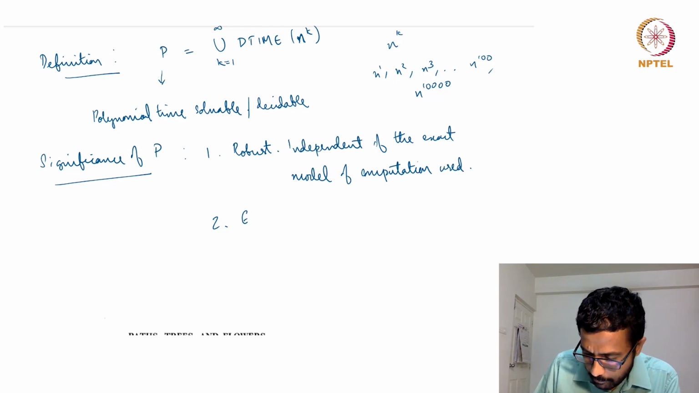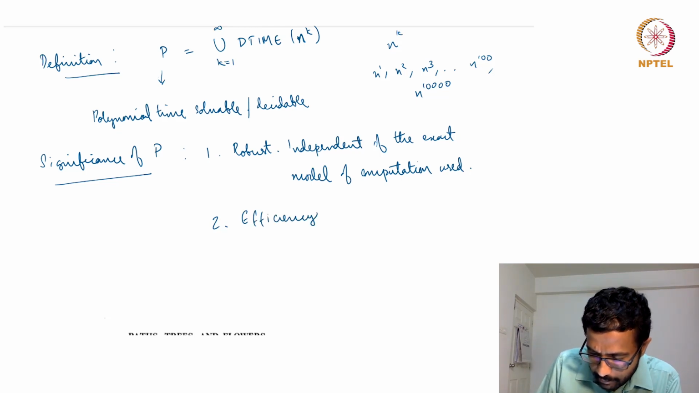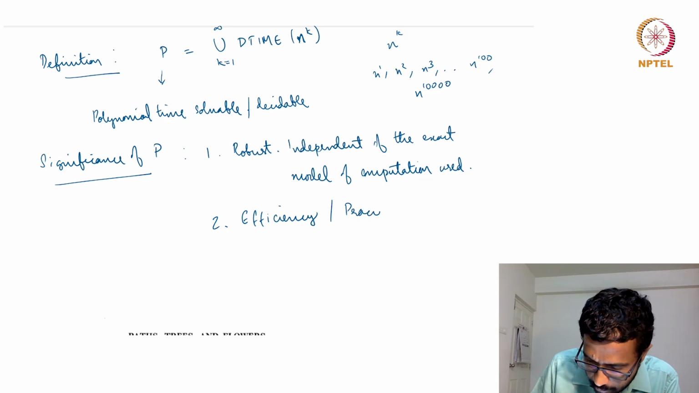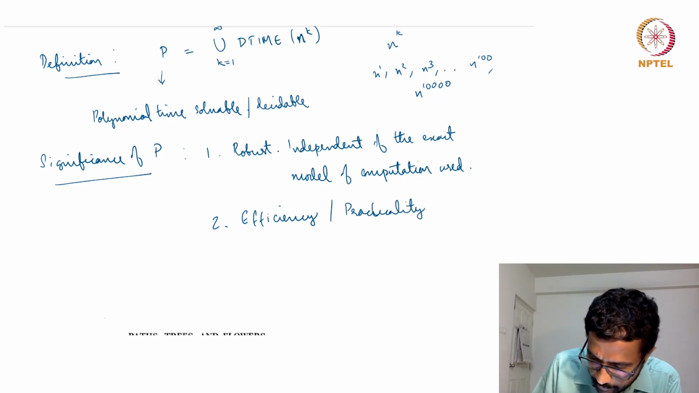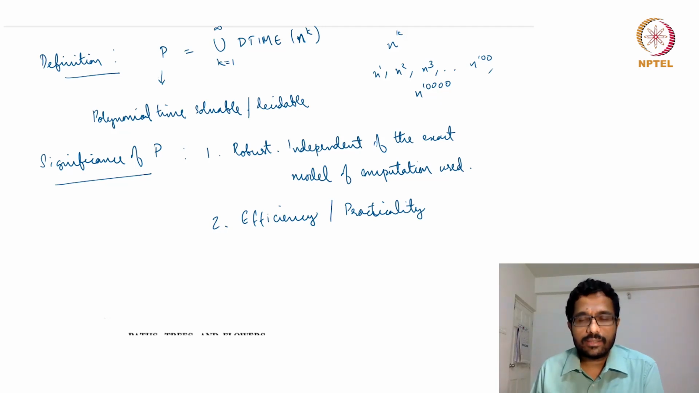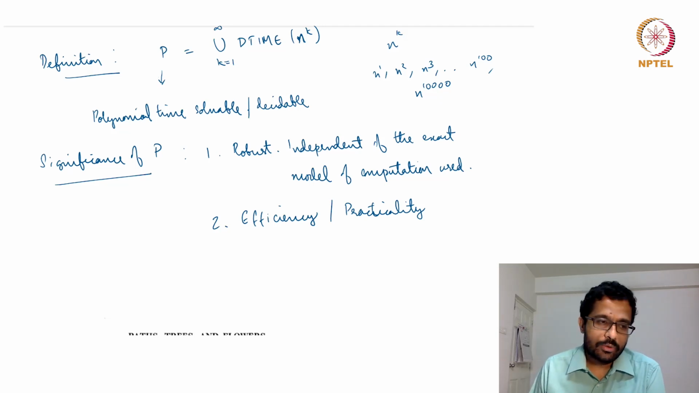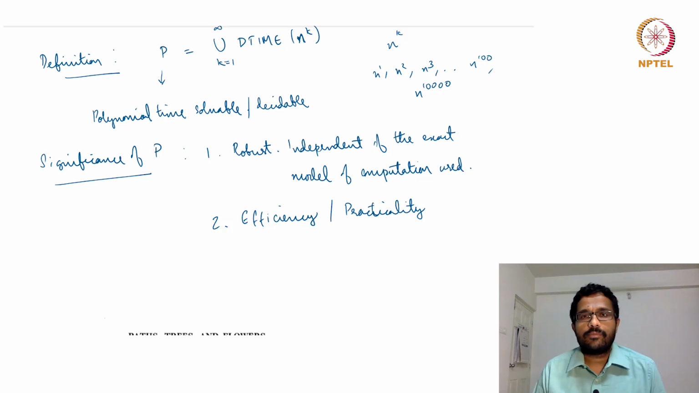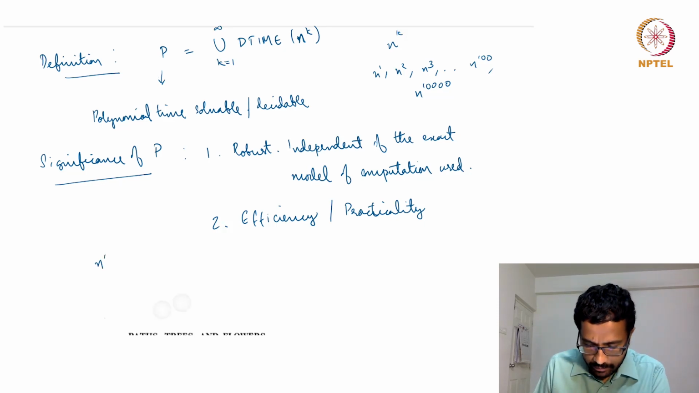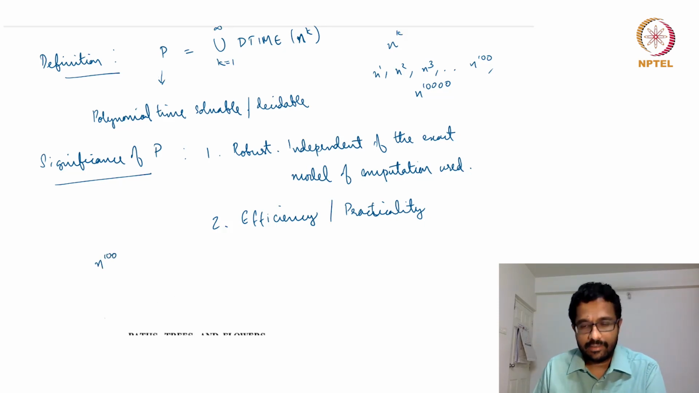That is one point. And the most important significance about P is the notion of efficiency. One can ask what constitutes an efficient algorithm, and the most widely accepted answer is that the class P constitutes the class of problems that have efficient algorithms. Because you may ask, is n power 100 really efficient? Because n power 100 can be huge even for a small n, right?